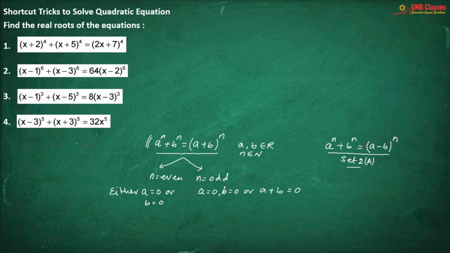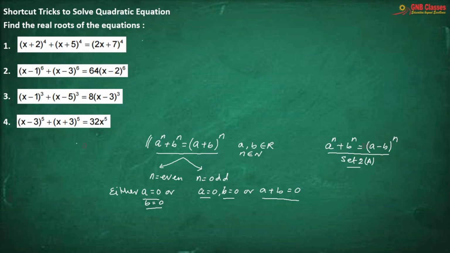If n is even, then the solution will be either a = 0 or b = 0. And if n is odd, the solution will be either a = 0 or b = 0 or a + b = 0. So whatever values of x we will get after equating it, those values are the real values of x. Is it clear? Now let us see the first problem.